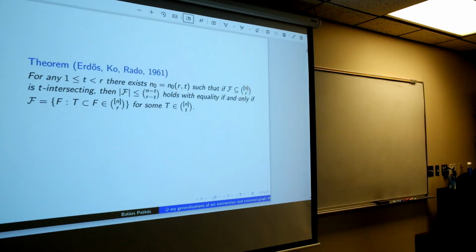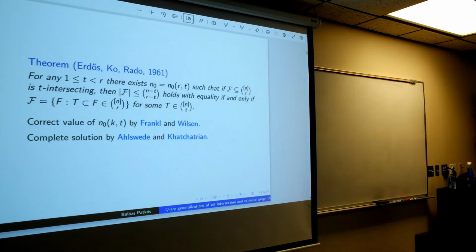And Erdős, Ko and Rado also proved, this time they couldn't prove the exact threshold for how large the ground set should be so that this trivially t-intersecting family is largest, but they proved that if n is large enough, then this trivially t-intersecting family is the largest possible that we can get.